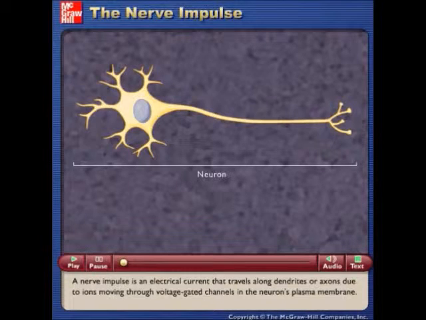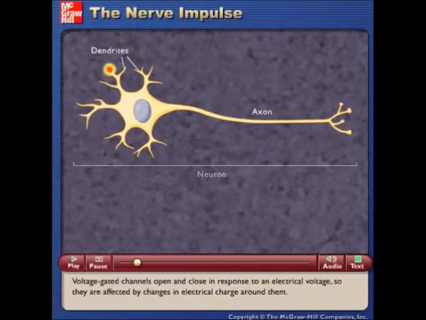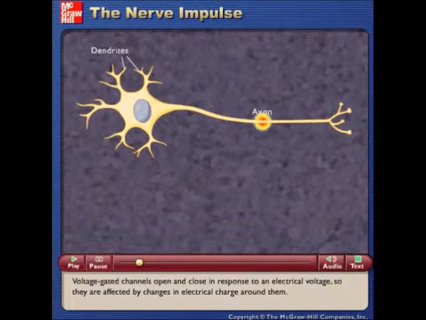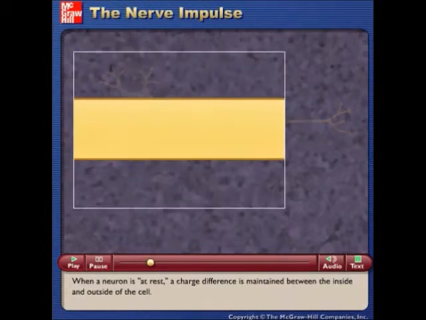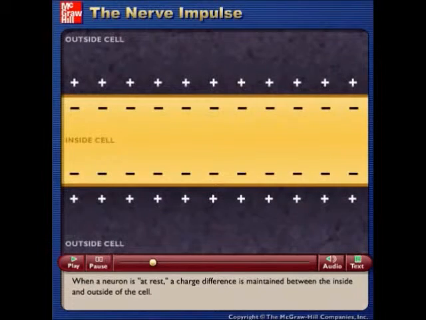A nerve impulse is an electrical current that travels along dendrites or axons due to ions moving through voltage-gated channels in the neuron's plasma membrane. Voltage-gated channels open and close in response to an electrical voltage, so they are affected by changes in electrical charge around them.